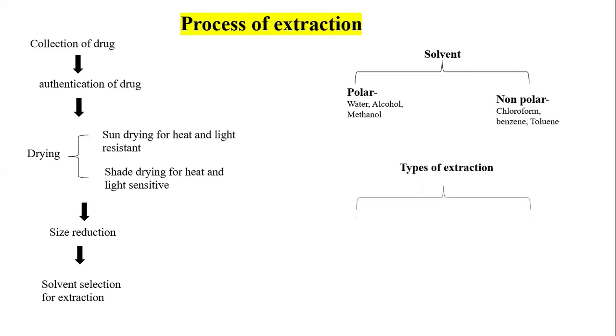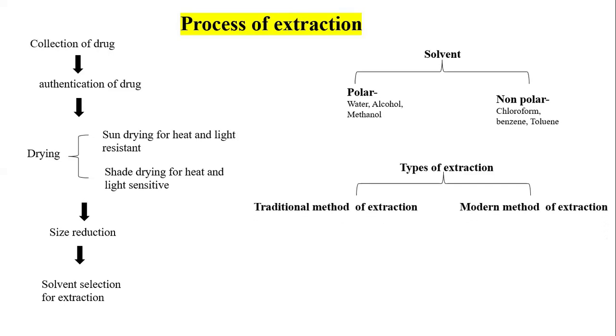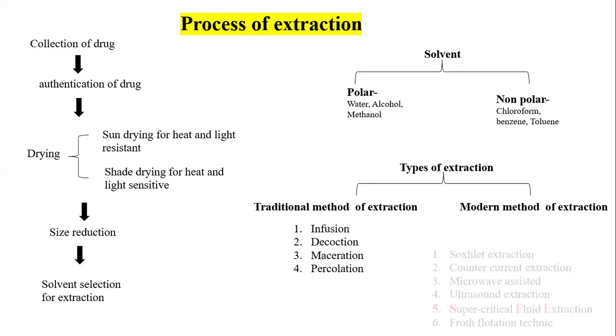Types of extraction. There are two types of extraction process. One is the traditional method, the method utilized from ancient times for extraction purposes, known as the traditional method of extraction. Next one is the modern method of extraction, the latest technology utilized for the extraction process. The traditional methods include infusion, decoction, maceration, percolation, and one more, digestion.